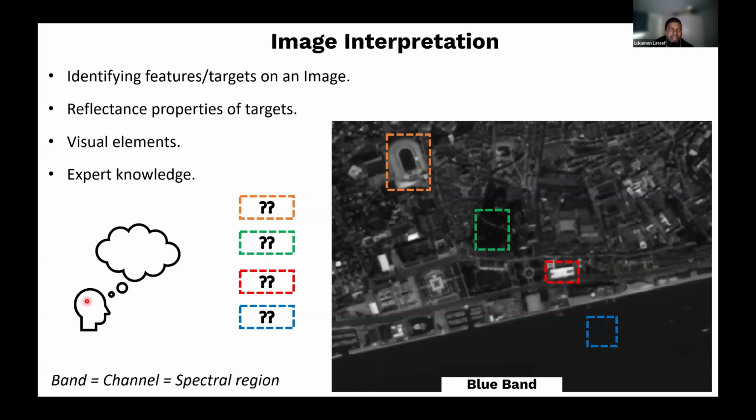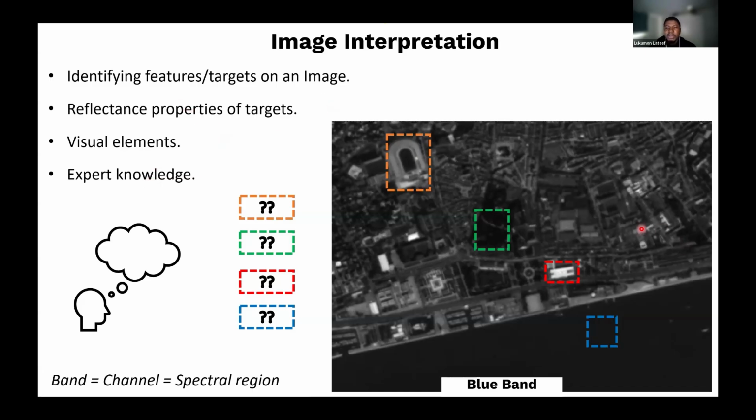So image interpretation is basically identifying features or targets on an image, which depends on the reflectance properties of the target, like we saw for building, water, and vegetation. So we have what we call the visual element, which we can use our own eye to see and identify the features. Also, it's sometimes helpful to have experts, especially domain experts. For example, if you are looking for minerals or geologic faults in an image, you want an expert in geology with knowledge of remote sensing to work on that.